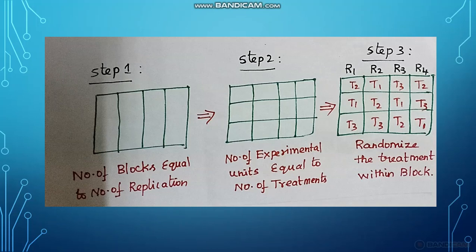But between blocks the treatment can repeat. In R1 there is only 1 T1, 1 T2 and 1 T3. Similarly in R2 there is only 1 T1, 1 T2, 1 T3. Similarly in R3 and R4. But if you compare between blocks, that is if you compare R1 and R3, T1 is the same. And if you compare R1 and R4, T2 and T2 is there.